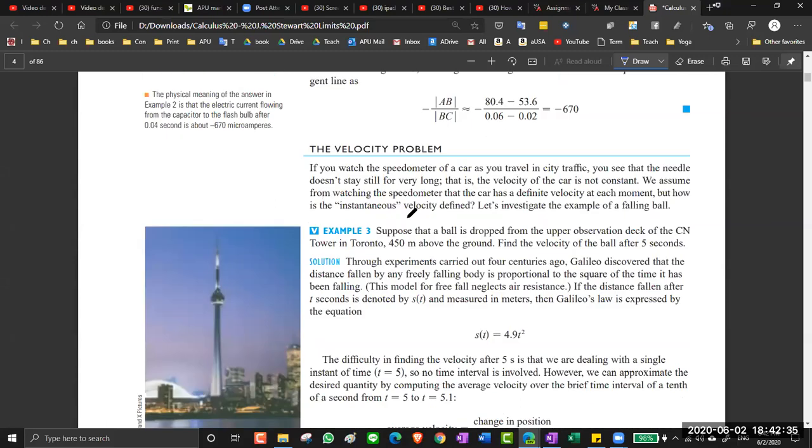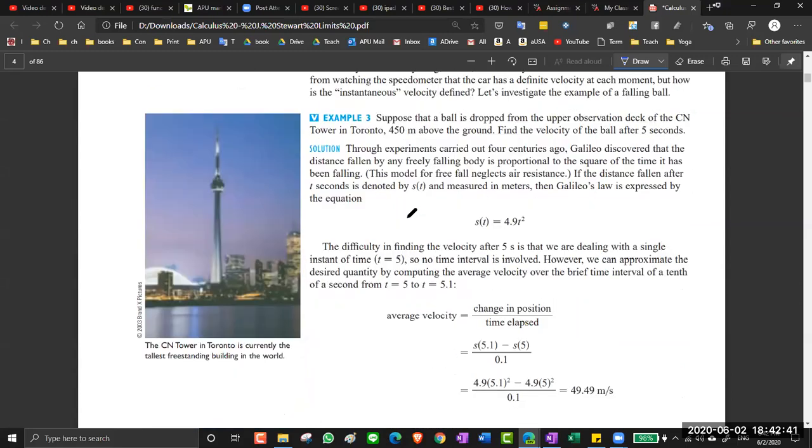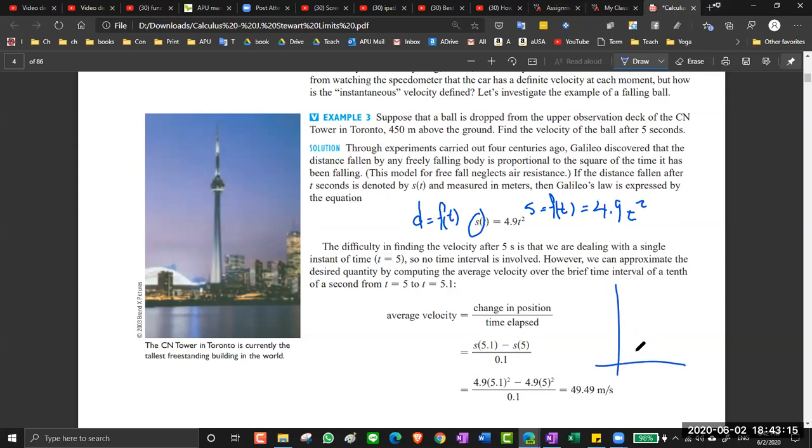Okay, here's the velocity problem that I mentioned earlier. I'm not going to go through it again, but I think last time I told you that usually people use S for distance, but I use D. So I had D as a function of T, but they're saying S is a function of T. And for their example, they're using this function, 4.9 T squared. Okay, and if I graph that function, that looks like a parabola.